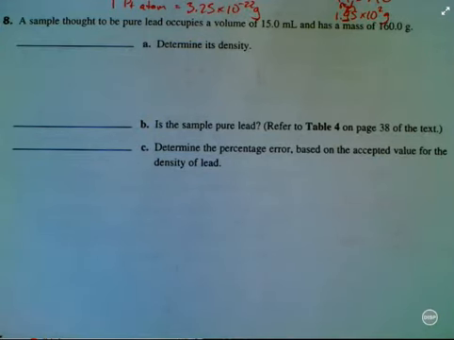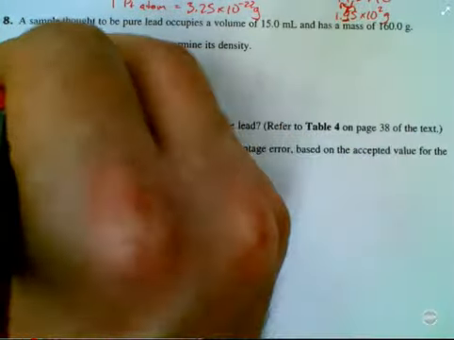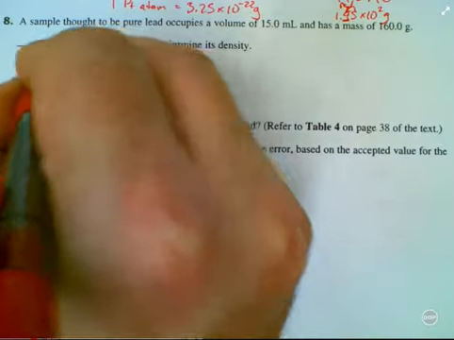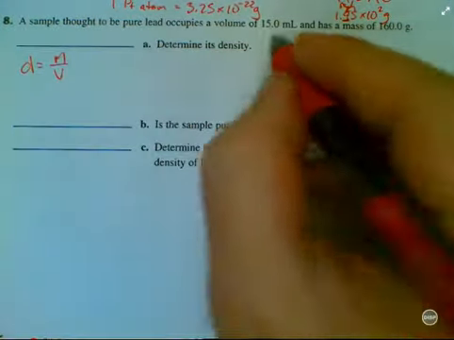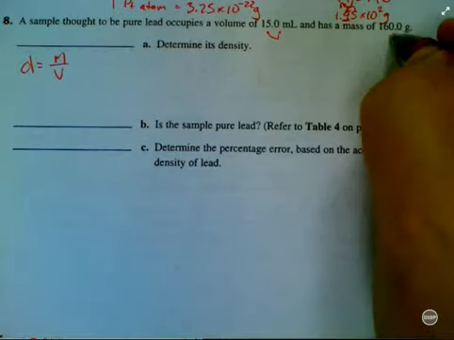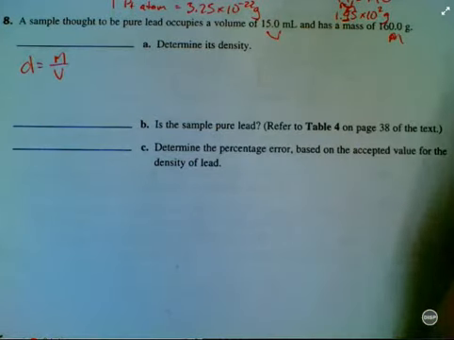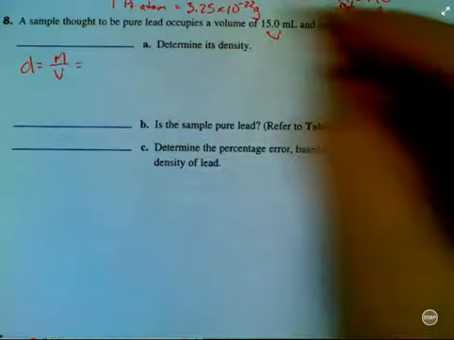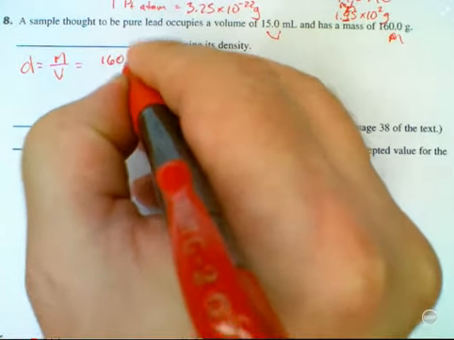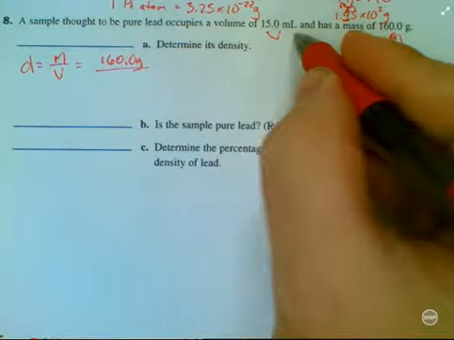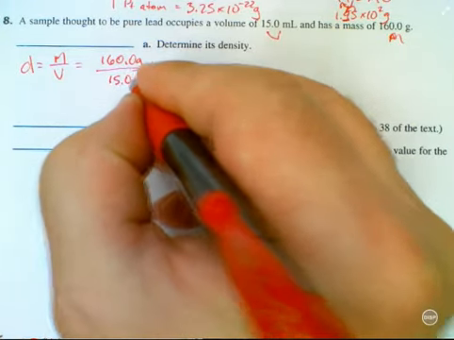Number 8. A sample thought to be pure lead occupies a volume of 15.0 milliliters and has a mass of 160.0 grams. Determine its density. Well, I'm hoping that we remember that density is equal to mass divided by volume. We have a volume, we have a mass. Let's plug them in. So the mass here is 160.0 grams. The volume here is 15.0 mils.